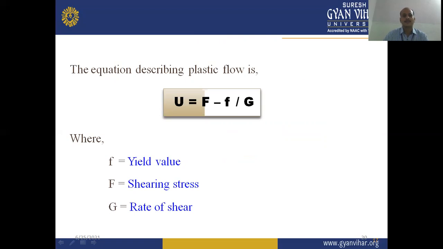Like the plastic viscosity can be represented as U equal to capital F minus small f divided by G, where capital F is the shearing stress, small f is the yield value, and G is again the rate of shear. It's dV by dr. Rate of shear depends on the velocity changes with the distance. So plastic viscosity can be described by this equation U equal to F minus small f divided by G, where small f is the yield value.